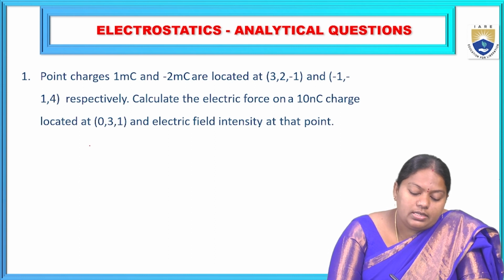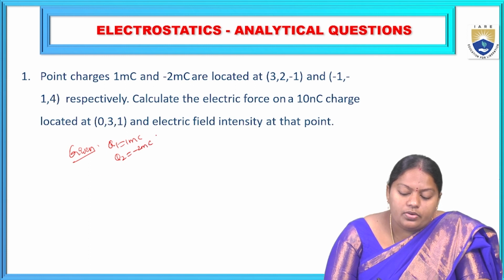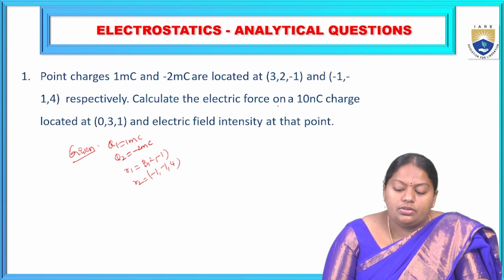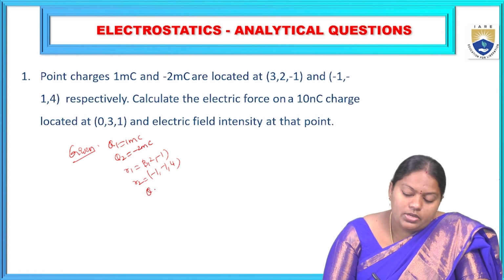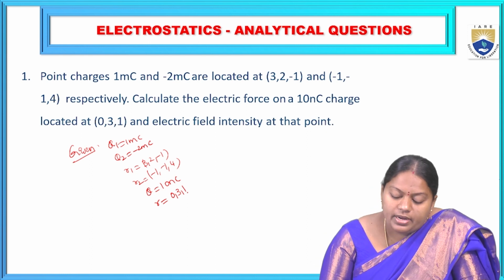So first of all, the given data: Q1 is equal to 1 millicoulomb, Q2 is equal to minus 10 millicoulombs, and respectively Q1 and Q2 are located at R1 equal to (3, 2, minus 1) and R2 equal to (minus 1, minus 1, 4). Right? And calculate the electric force on a charge Q, which is given as 10 nanocoulombs, and this Q is located at a particular point R given by (0, 3, 1). So first we need to find the electric force.